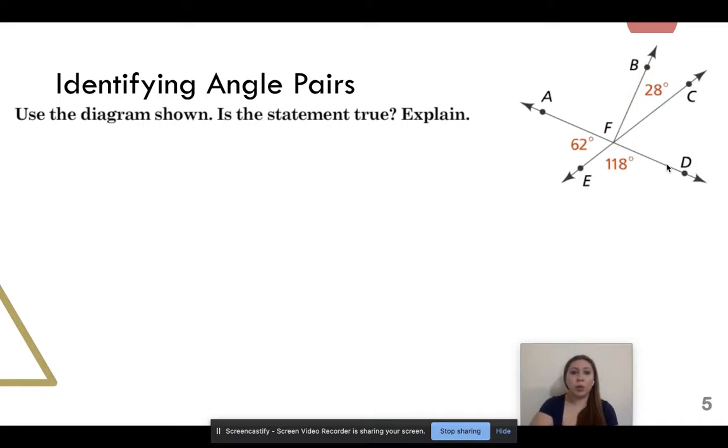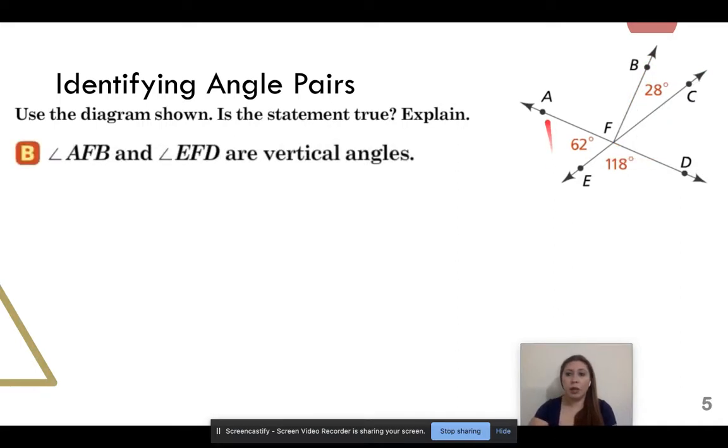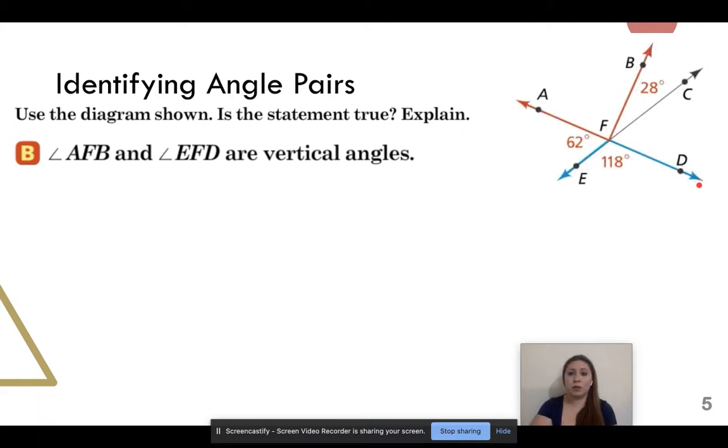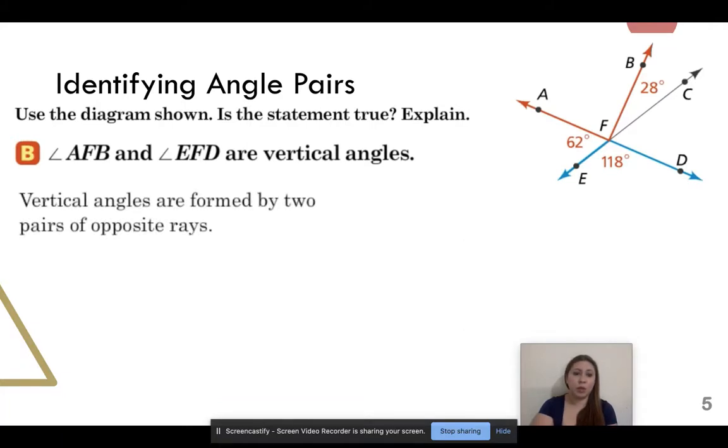All right. What about this one? A, F, B and E, F, D are vertical angles. So does that look like vertical angles to you? Vertical angles are formed by two pairs of opposite rays. Opposite rays means if I put a point right here, then one part of my line goes one way, the other part of my line goes the other way. So this is opposite rays.